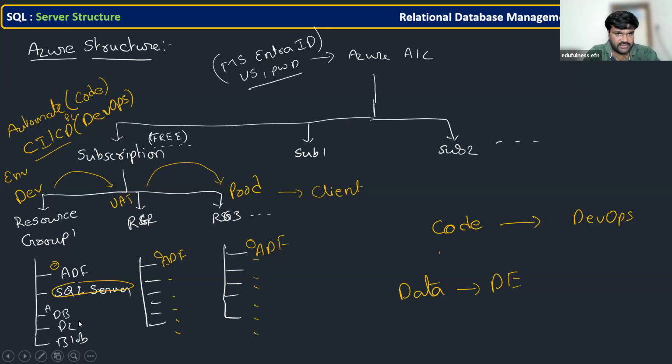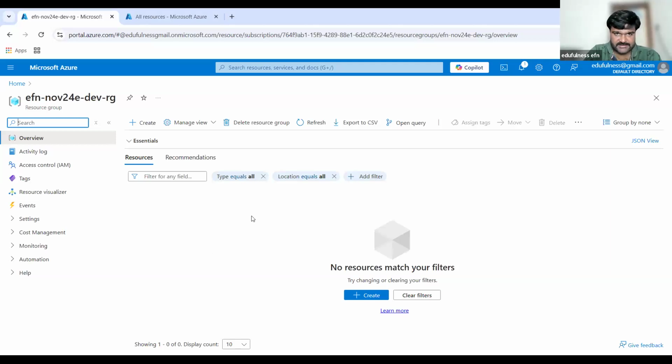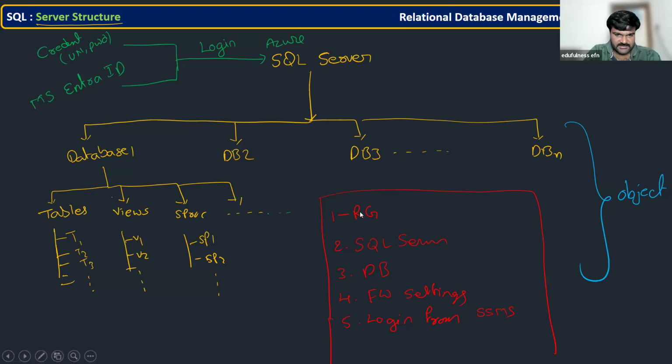We are going to have resources. So right now we don't have any resources. So it is like that. And from the resource group also you can create the resources. So let it be. So that's all. The first step is done.